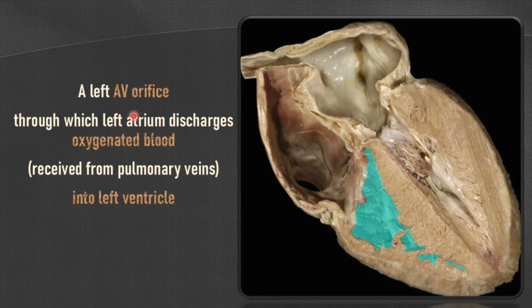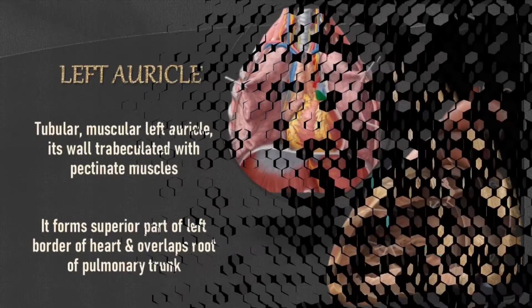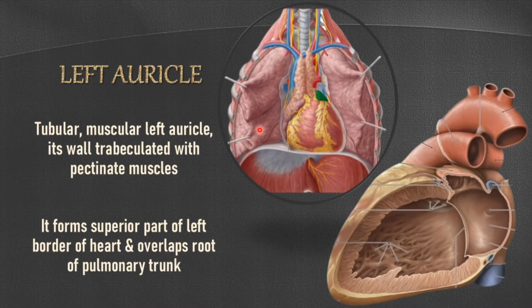So a left AV orifice through which the left atrium discharges oxygenated blood into the left ventricle. The left atrium receives blood from the pulmonary veins, two paired pulmonary veins. Left auricle, tubular muscular left auricle, its wall trabeculated with pectinate muscle.